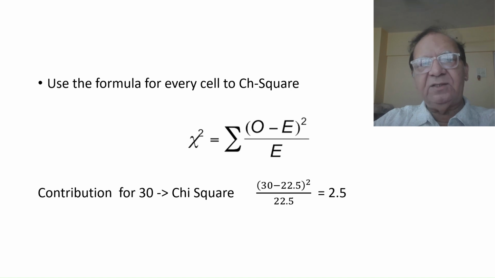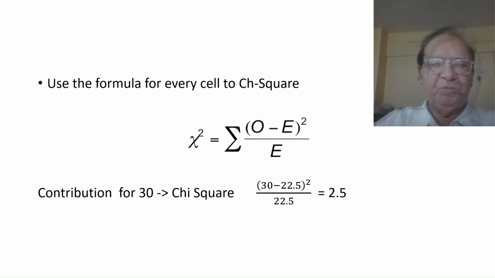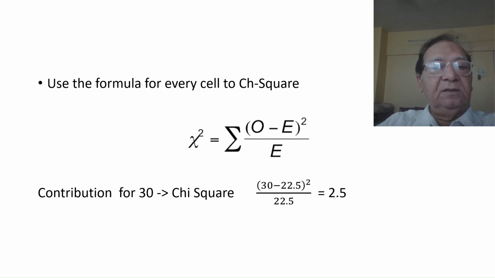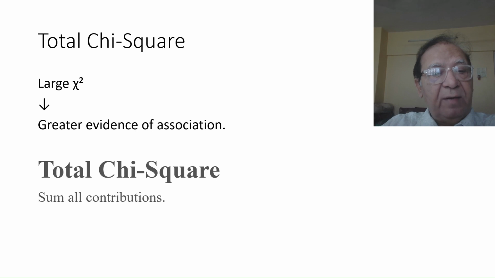Chi-square formula is sigma of O minus E whole squared divided by E. O means observed values, E means expected values. So now do one cell manually. Chi-square is the sum of all contributions. So chi-square statistic has been calculated as shown in the earlier slide. A large chi-square means greater evidence of association.